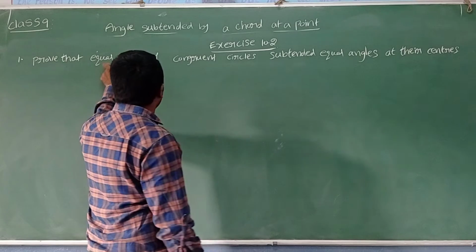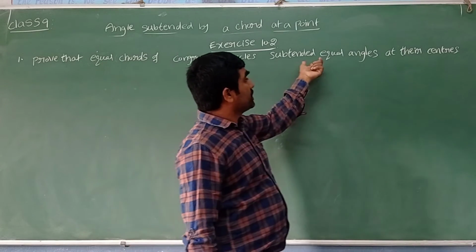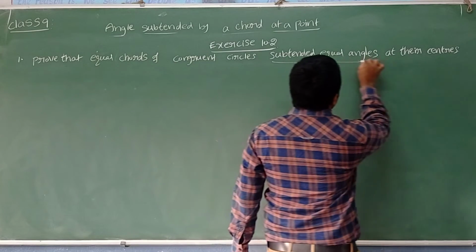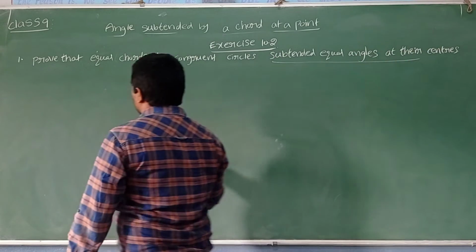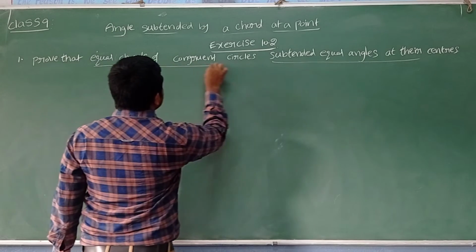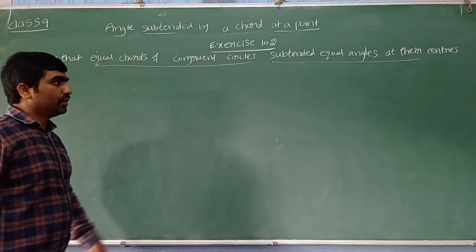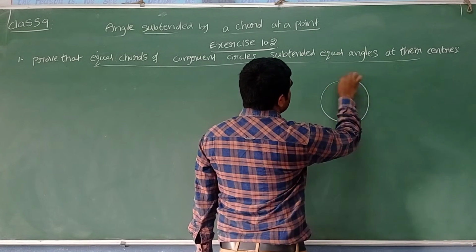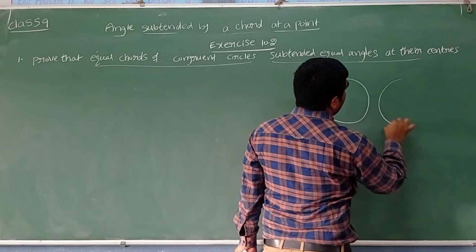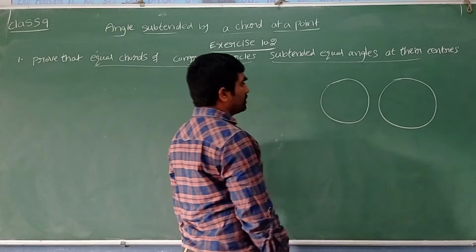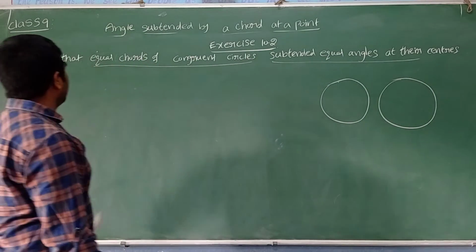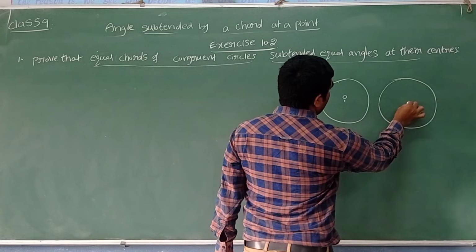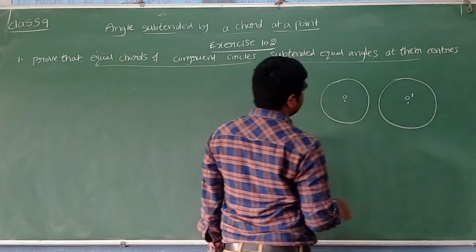Now, two equal curves of congruent circles subtend equal angles at the center. We have to show that they subtend equal angles at the center. So what is the given data? Equal curves of congruent circles. So let me take two circles with the same radius. Let me draw one circle and one more circle. Here the two circles have the same radius. They are telling us equal curves. Let me take center O here, and the other circle with center O dash.